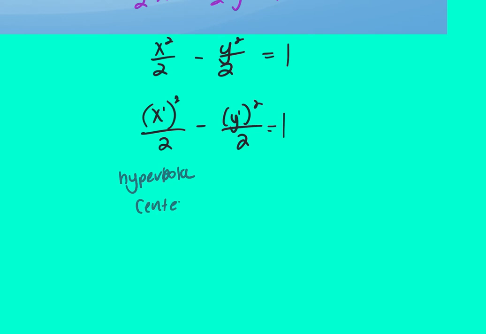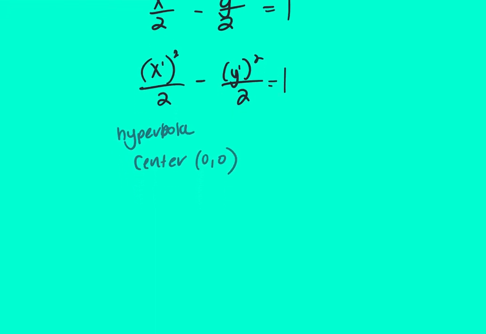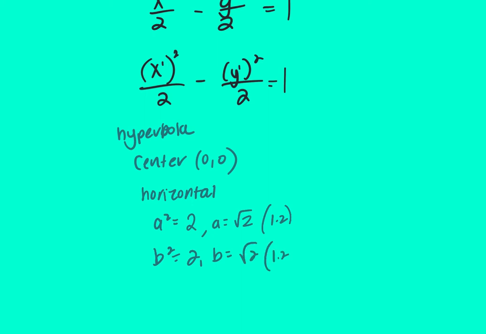Center is at 0, 0. Vertical or horizontal? Horizontal. A squared is 2. So A would be square root of 2, and we're going to have to graph this. So I'm going to say that's like a 1.2 approximately. B squared is also 2. B would be square root of 2, which again is like a 1.2.